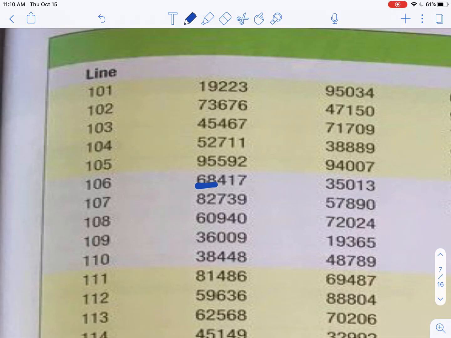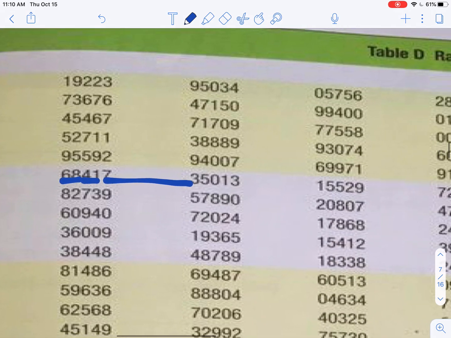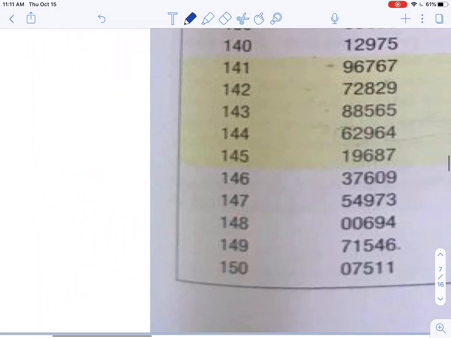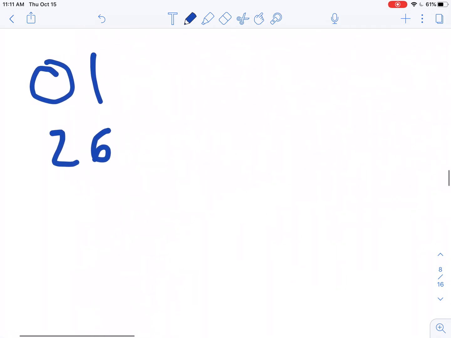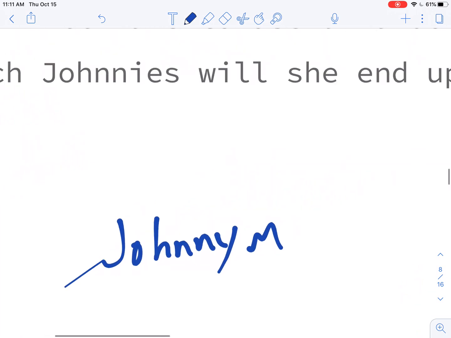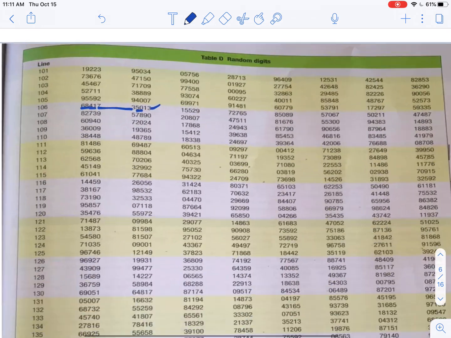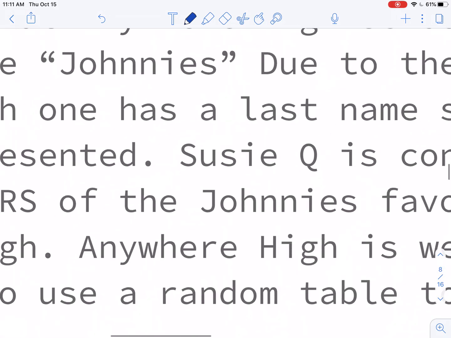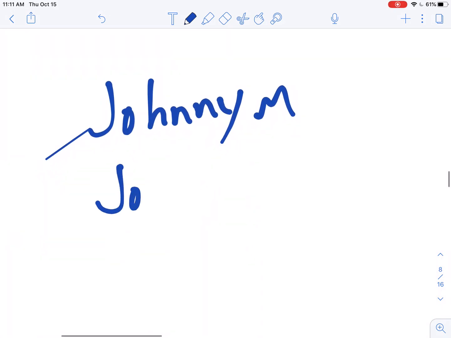I'm going to look. I've got 68. That's beyond 26. Doesn't work. 41. Beyond 26. Doesn't work. 73. Beyond 26. Doesn't work. 50. Beyond 26. Doesn't work. 13. That works. So now I know that Johnny M will be one of them. I need 5 more. I've done 13. 15, perfect. So that means M, N, O. So we've got Johnny O.